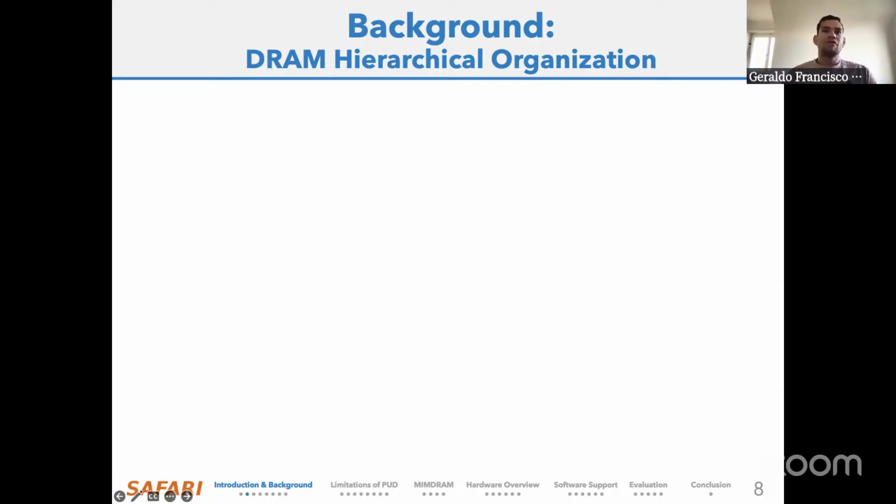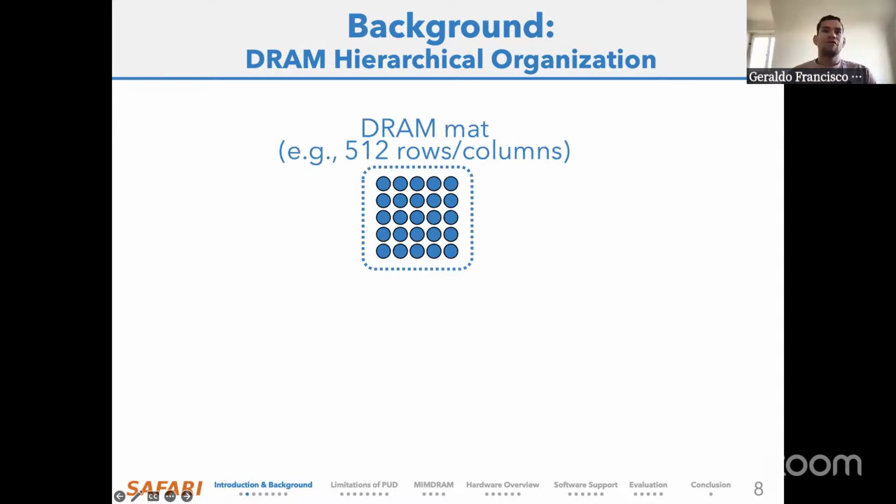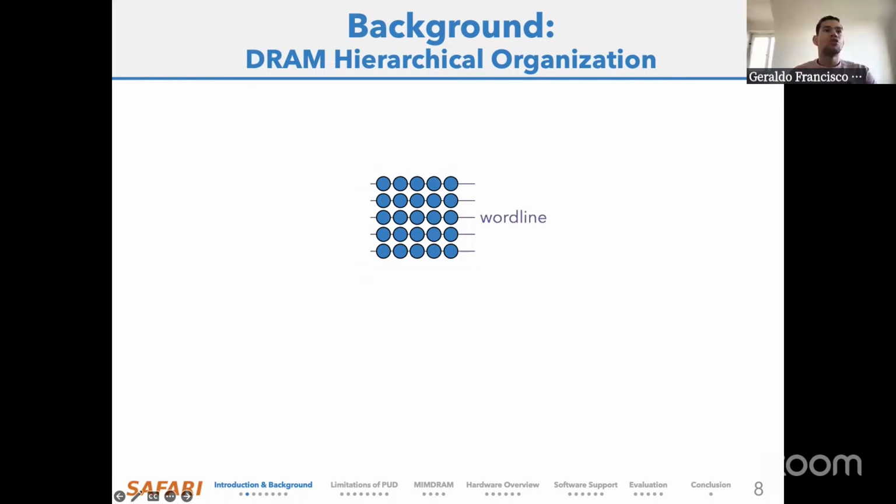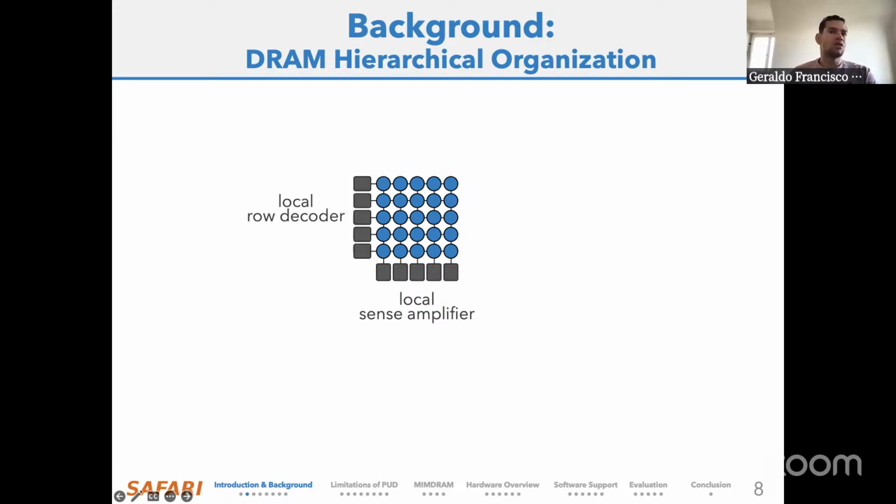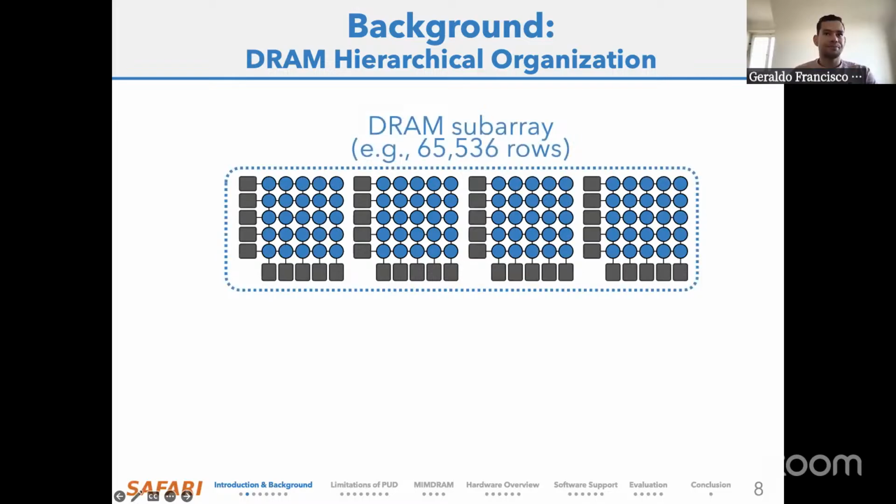Before I start getting into the meat of the work, again, some brief background on the DRAM hierarchy. So a DRAM chip is hierarchically organized. On the bottom level, we have a DRAM mat, which is a 2D array of DRAM cells. Rows in a DRAM mat share a word line, and columns in the DRAM mat share a bit line. Columns are connected to a set of local sense amplifiers, and rows are connected to local row decoders. So multiple DRAM mats constitute a DRAM subarray.